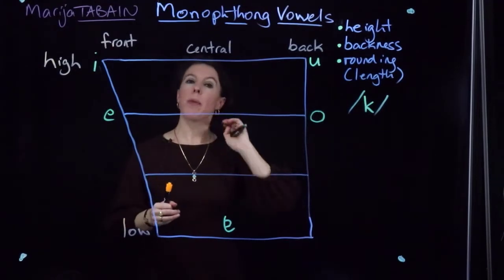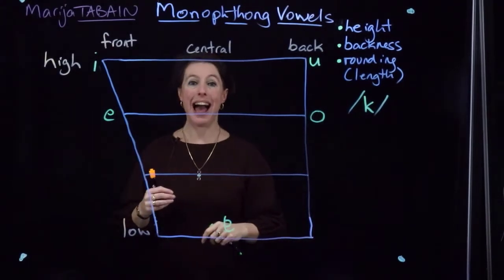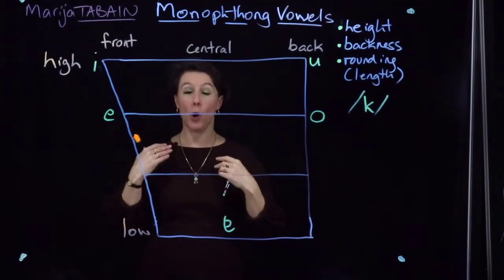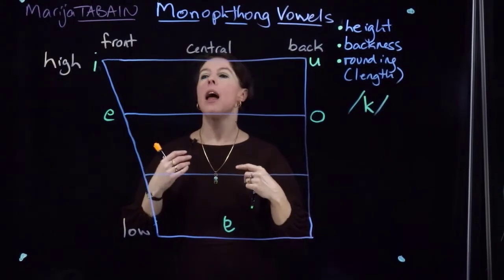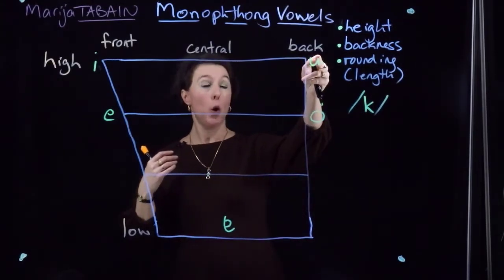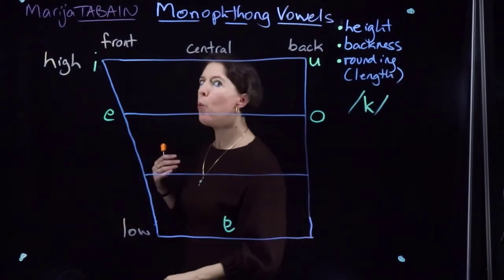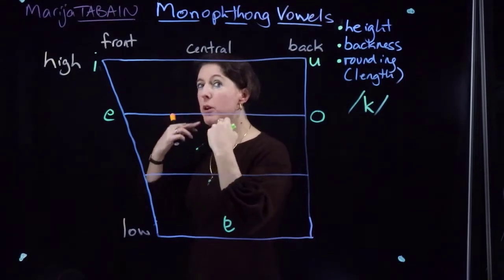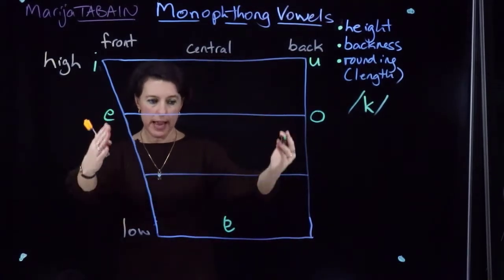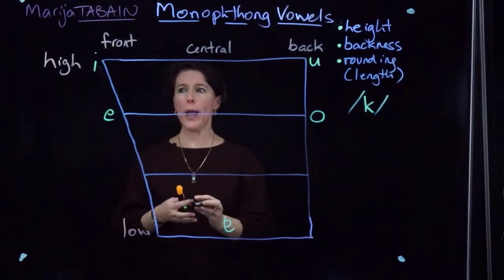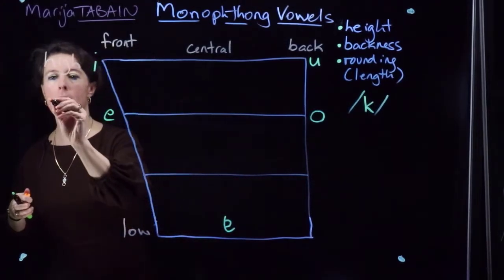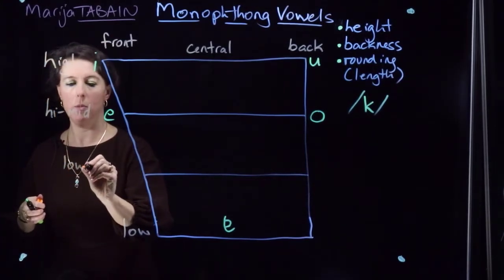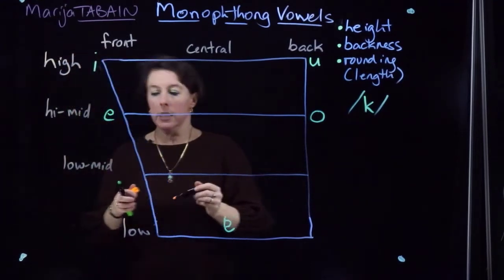So if you were to go I, E, A, you should see that my jaw is progressively lowering. And similarly, working from the back vowels, U, O, A. My jaw is progressively getting lower. So those vowels were getting progressively lower. We call this high, mid, and there is also a low mid, which we'll get onto in a tick. Low mid over here.